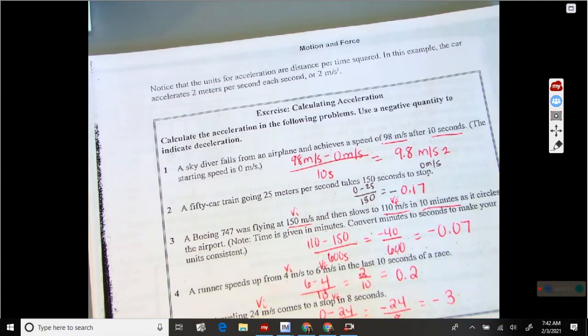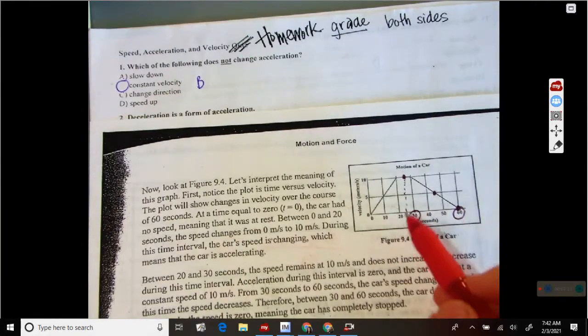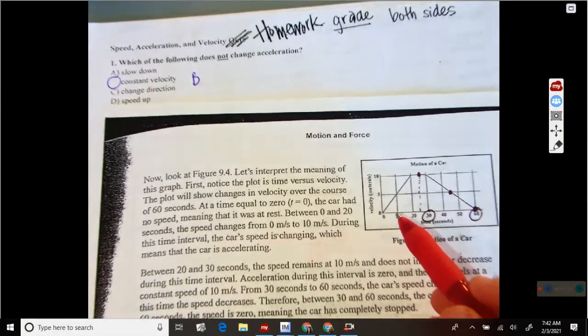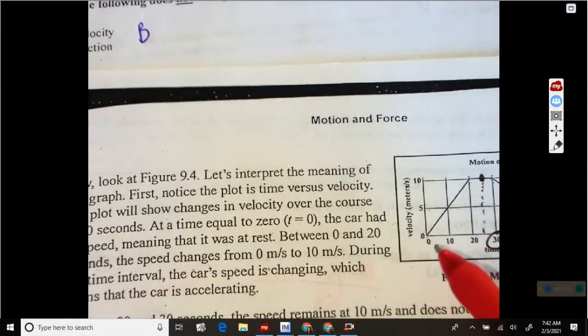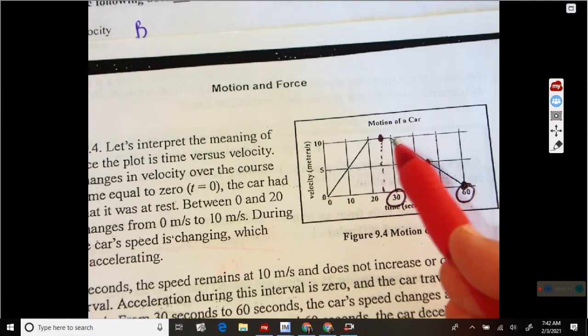Okay? So now we're going to calculate that in the same way, just using a graph. You can see your graph up here. I'm going to zoom in on it just a little bit so you can see. It gives you your velocity and your time. So all we're going to do is read the graph in order to get it.